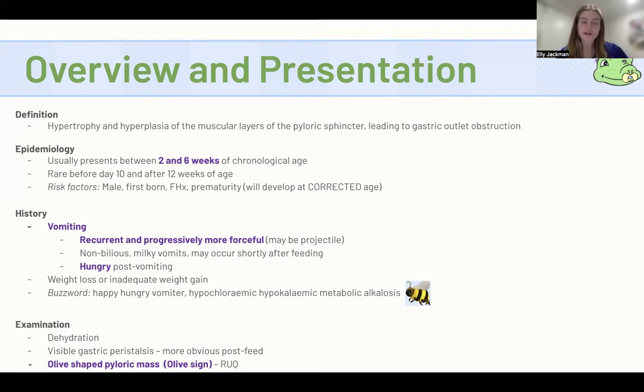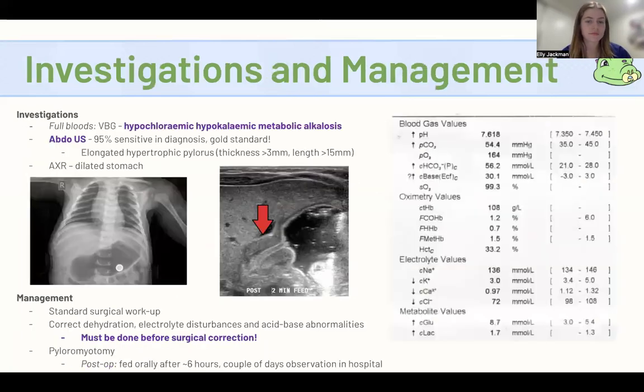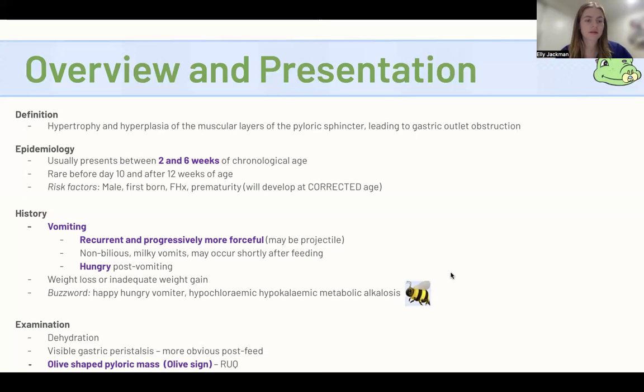Related to this vomiting, they may also have weight loss or inadequate weight gain. The vomiting can be blood stained in I think about 10% of presentations. And then on examination, you want to assess for dehydration. You would also want to plot their growth on a growth chart and assess for signs of inadequate weight gain.